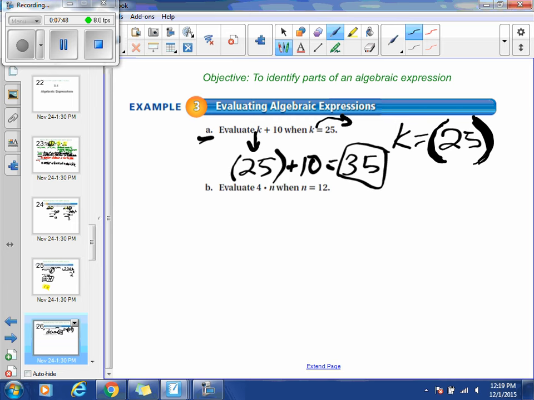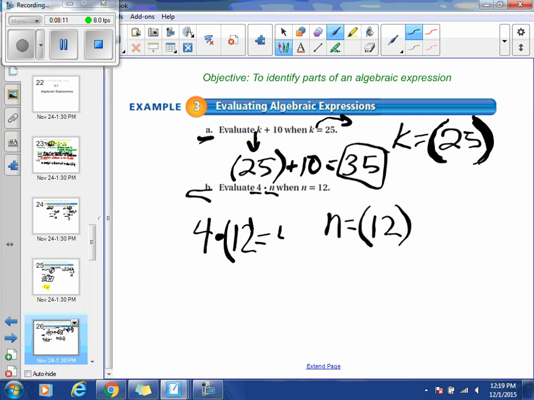Done. All right, part B. Evaluate 4 times n when n is the same as 12. So again, I'm going to just write this bigger, and you don't have to do that. I say n is 12, I'm going to put it in parentheses. I'll find out why later. And I'm going to plug it in. So instead of saying 4 times n, I'm going to say 4 times 12, because n is the same as 12. And 4 times 12 is 48.